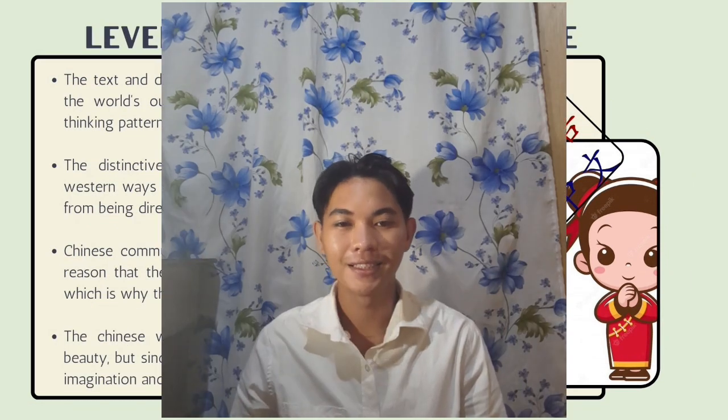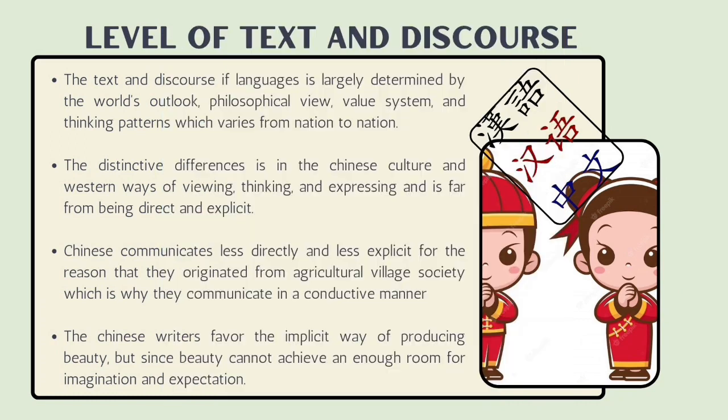The last distinctive feature of Chinese English is the level of text and discourse. The text and discourse of languages is largely determined by the world's outlook, philosophical view, value system, and thinking patterns, which vary from nation to nation. Chinese communicates less directly and less explicitly because they originated from an agricultural village society, which is why they communicate in an inductive manner.